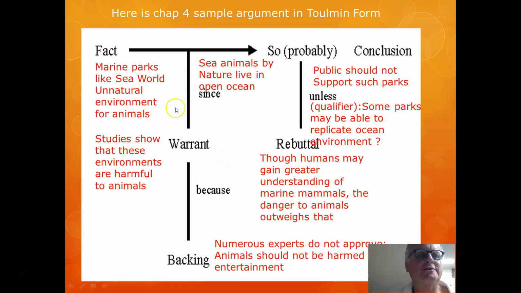Here's a fact. We know that SeaWorld and places like it, Marineland of the Pacific, SeaWorld in Florida, are unnatural environments for animals, although we like to go look at the whales or the dolphins or whatever they have in there. Okay, why are they unnatural? Well, because sea animals by nature live in an open ocean, and it's very difficult to recreate that experience in a land-based environment. Therefore, our conclusion, our claim should be, the public should not support such parks.